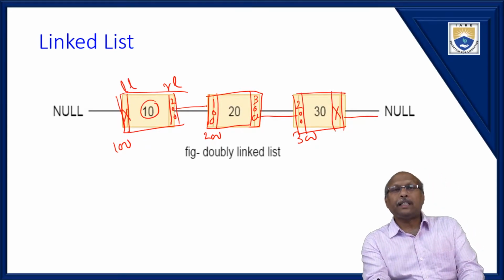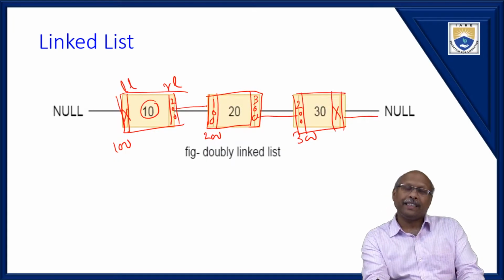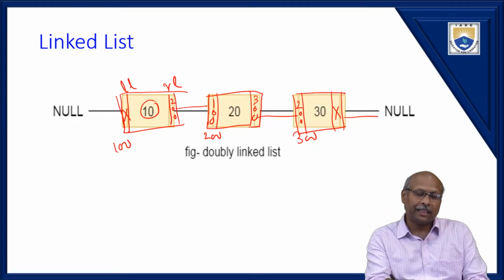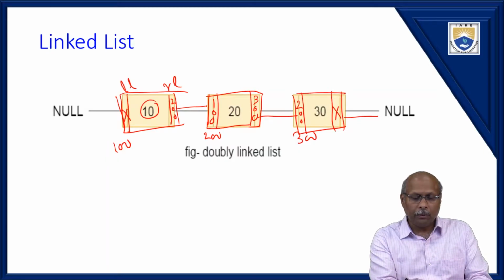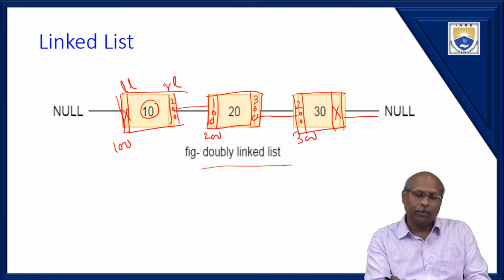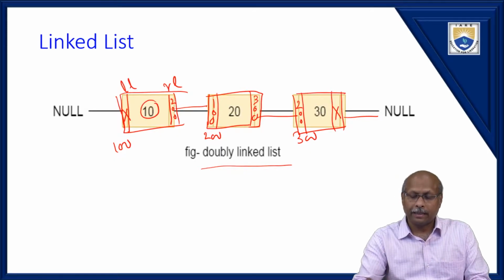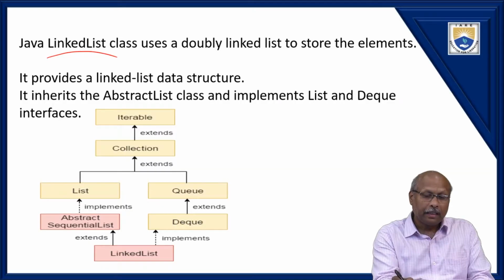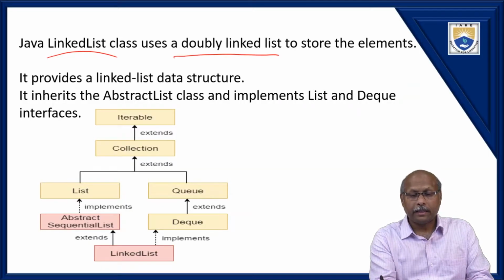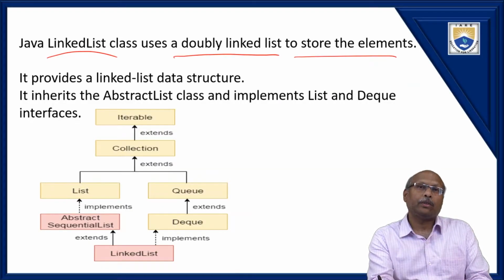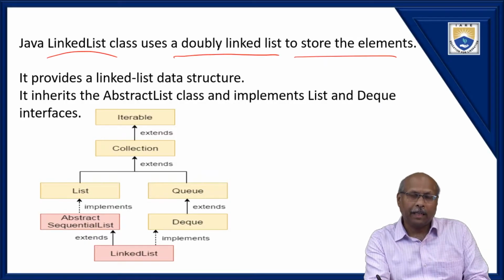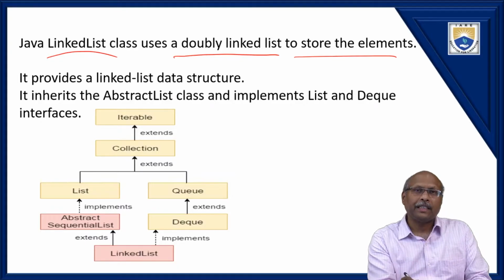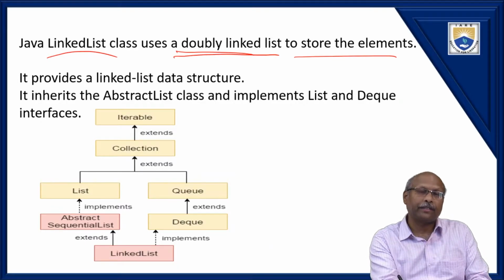A double linked list data structure is more convenient than a single linked list. So the linked list class uses the double linked list data structure. This is a simple diagram of the linked list class. The Java linked list class uses a double linked list to store elements. Whatever classes are available under the util package, the linked list class internally uses the double linked list data structure.